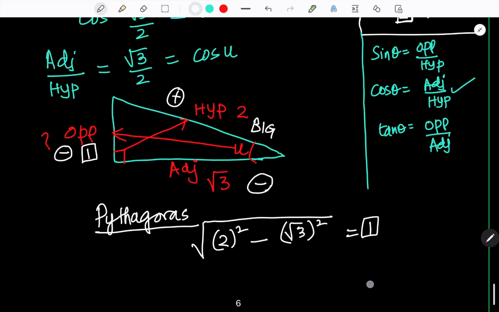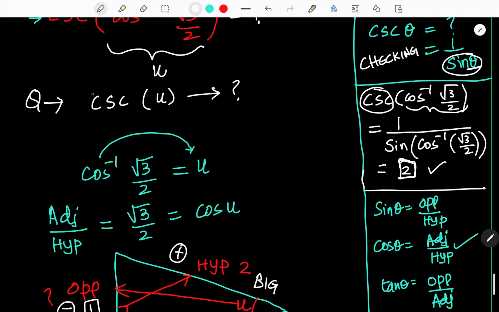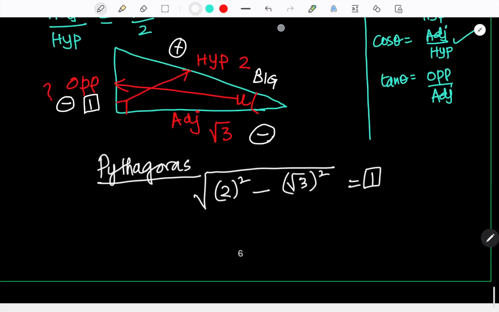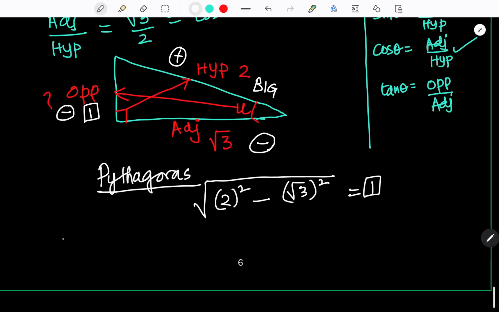Everything is ready in the picture. What is your question? Find cosecant u. Normally, we don't find cosecant, secant or cot directly; we find the opposite one. If they ask cosecant, I will find sine. If they ask secant, I will find cos, then I flip. If they ask cot, I will find tan and then flip. So the question is cosecant, so I'm going to find sine.